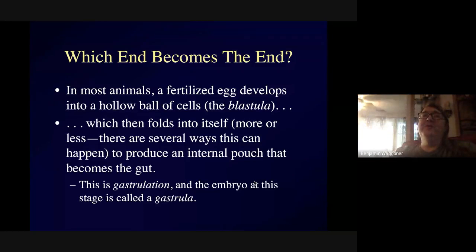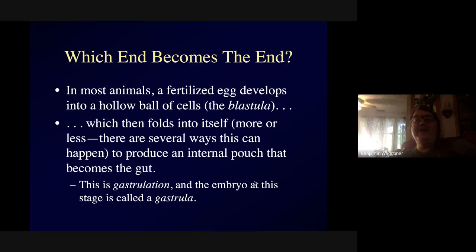And let's talk a bit about development. In most animals, and actually you get versions of this even in sponges and cnidarians, Mr. Sperm meets Mrs. Egg, and they get together and make a very special hug. The fertilized egg divides into 2 cells, 4 cells, 8 cells, divides into a ball of cells, and the ball hollows itself out. A hollow ball of cells is called a blastula. And the blastula then folds into itself to produce an internal pouch that becomes the gut.